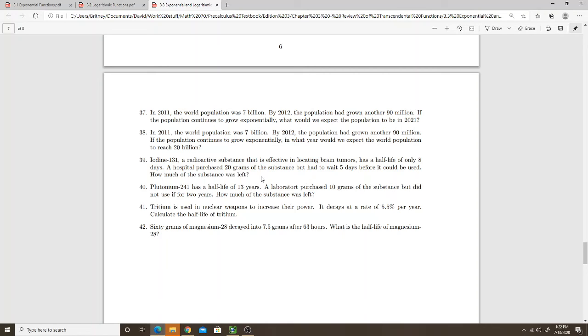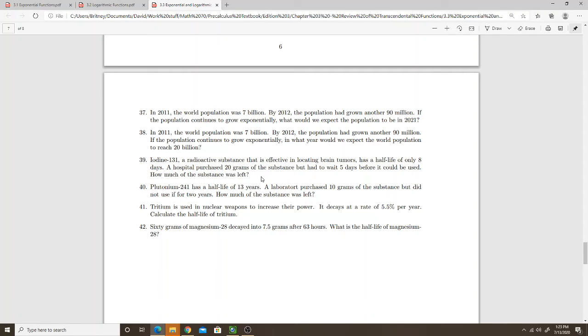Well, I don't know how all of this works, but I would assume that they would have a way to prevent it from decaying until they actually use it, right? But apparently that's not what the problem wants us to assume. The problem wants us to assume that this thing is going to just continually decay and there's nothing you can do to stop it from decaying.